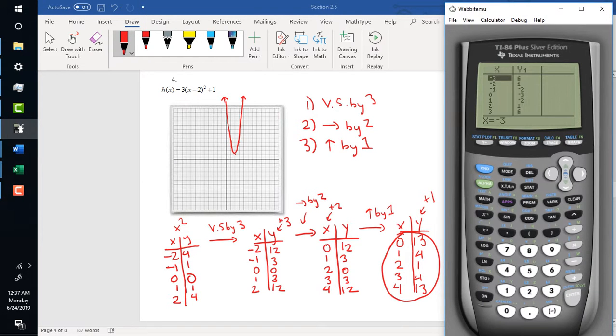So I'm going to do the following. I type this in. Okay, that looks pretty similar. Yep, and we're good. So if you notice, our points match up.